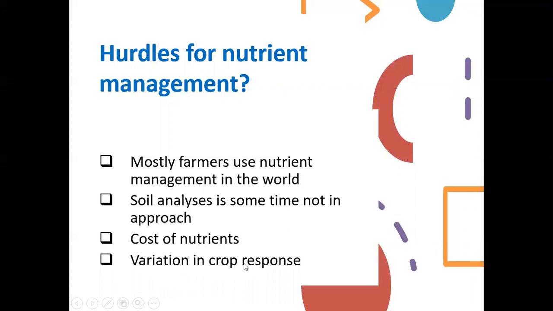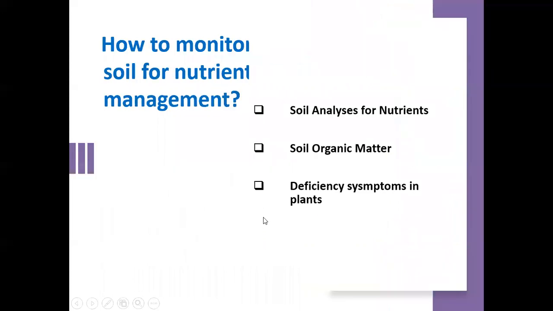Variation in crop response. Sometimes the nutrients have a variable response in different crops, even in different crop genotypes. So that is also confusing for farmers to adopt a very precise technology of nutrients. It even confuses the farmers whether to utilize those nutrients or not.